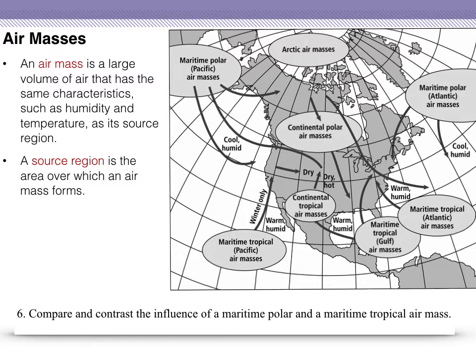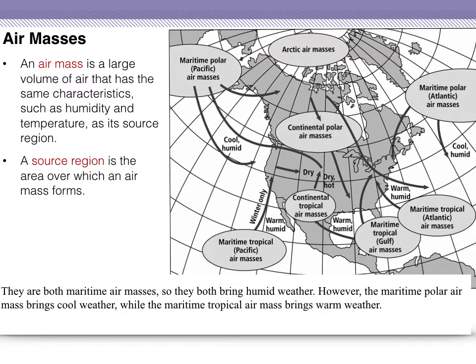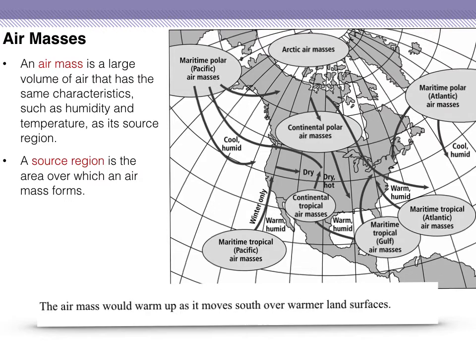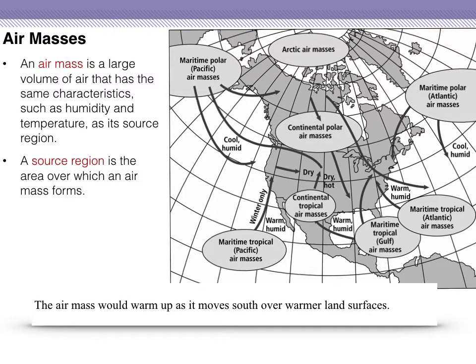Number 6, compare and contrast the influence of maritime polar and maritime tropical air masses. So when I look at the map, they're both maritime air masses, so they're both going to bring humid weather. However, the maritime polar air mass is going to bring cool, while the maritime tropical is going to bring warm. What change would air mass modification cause in a continental polar air mass that moves south over the central United States? The air mass would warm up as it moves south over the warmer land surfaces.